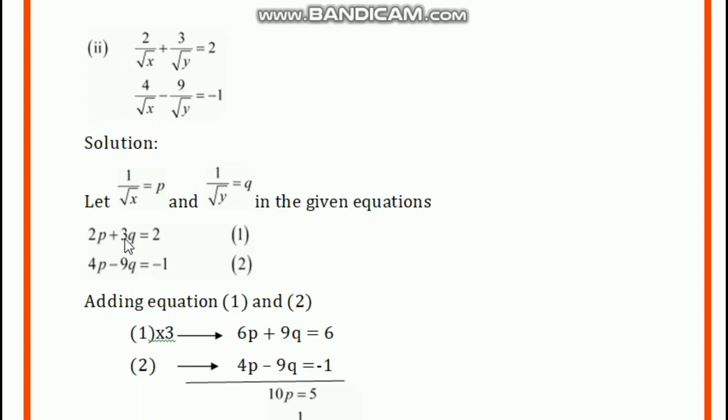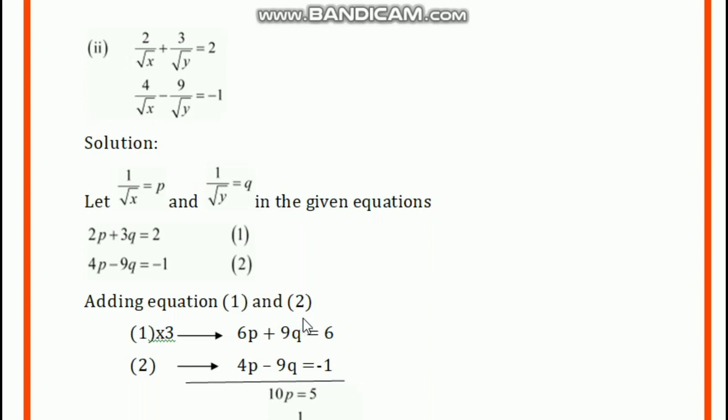So how to eliminate this one? That means we need to multiply by 3 on both sides in the first equation. So we will get 6p plus 9q equal to 6. Then easily we can simplify, by adding only, because positive and negative have different signs. Okay, both consist of different signs. So adding equations 1 and 2. Okay, so 1 multiplied by 3 gives 6p plus 9q equal to 6. Okay, and the second equation is 4p minus 9q equal to minus 1.